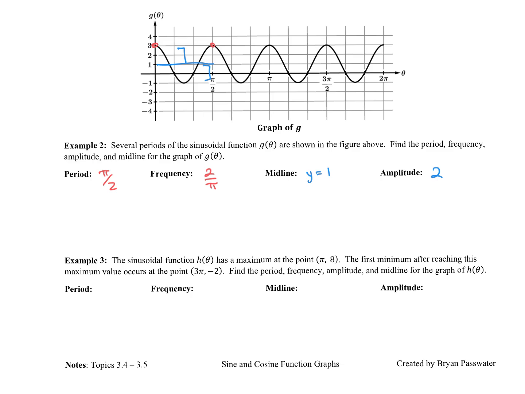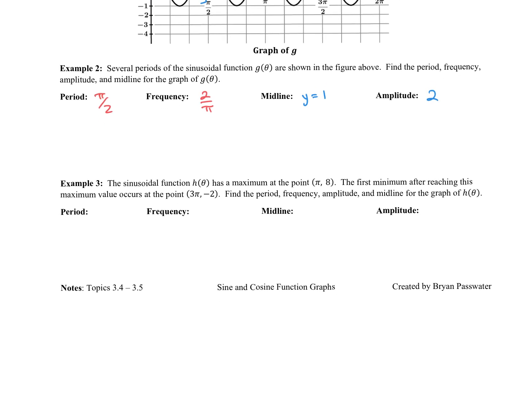Ethan's going to read this next one. The sinusoidal function h of theta has a maximum at the point pi, 8. The first minimum after reaching this maximum value occurs at the point 3 pi, -2. Find the period, frequency, amplitude, and midline for the graph h of theta.